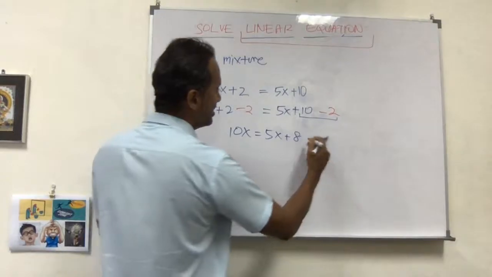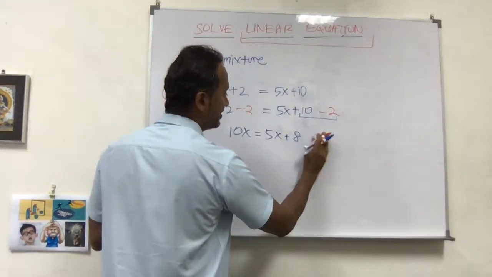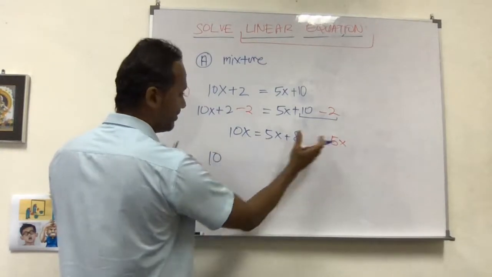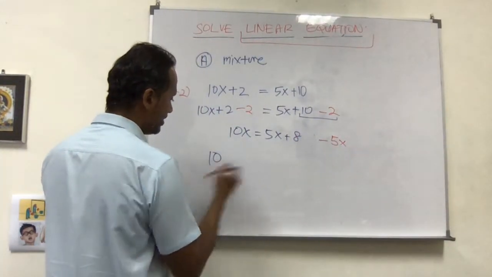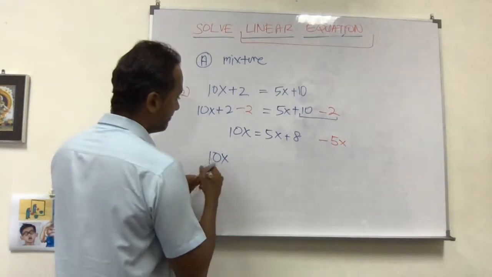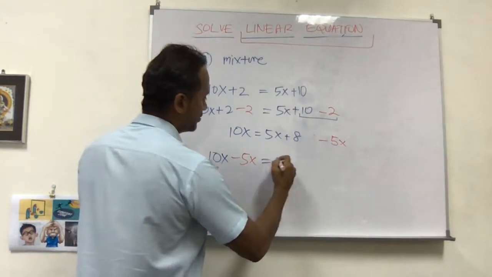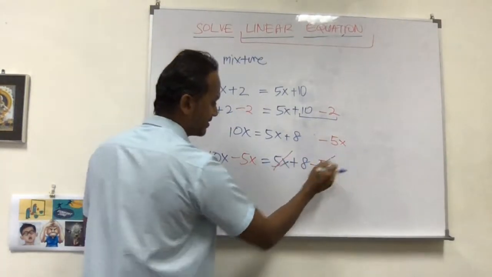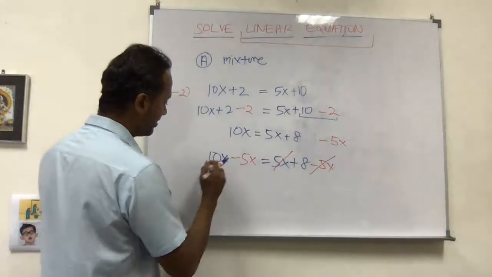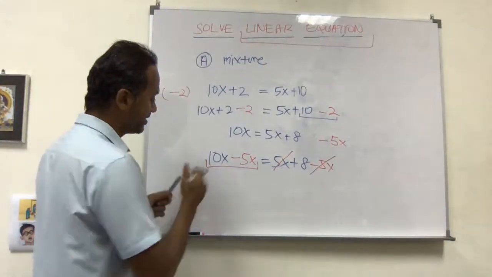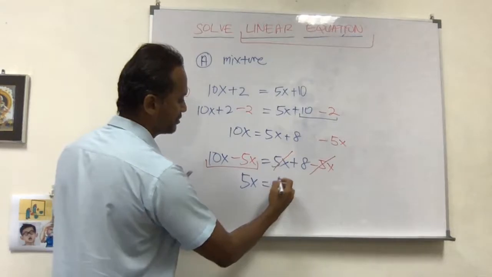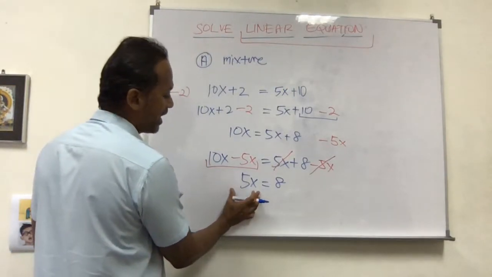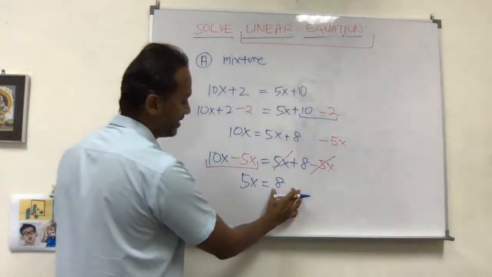So what we need to do is minus 5x here, right? Whatever we do on the right, it will happen on the left as well. So 10x minus 5x equals 5x plus 8 minus 5x. So this 5x will cancel off with this 5x. On the left hand side, you can simplify further: 10 minus 5 is 5x equals 8. So we have reached this point now where there is only the unknown on the left and a number on the right.